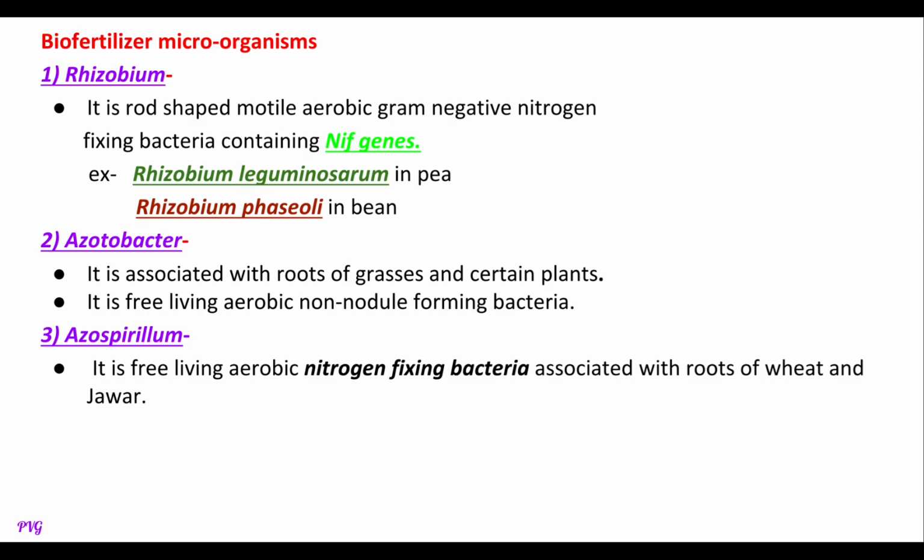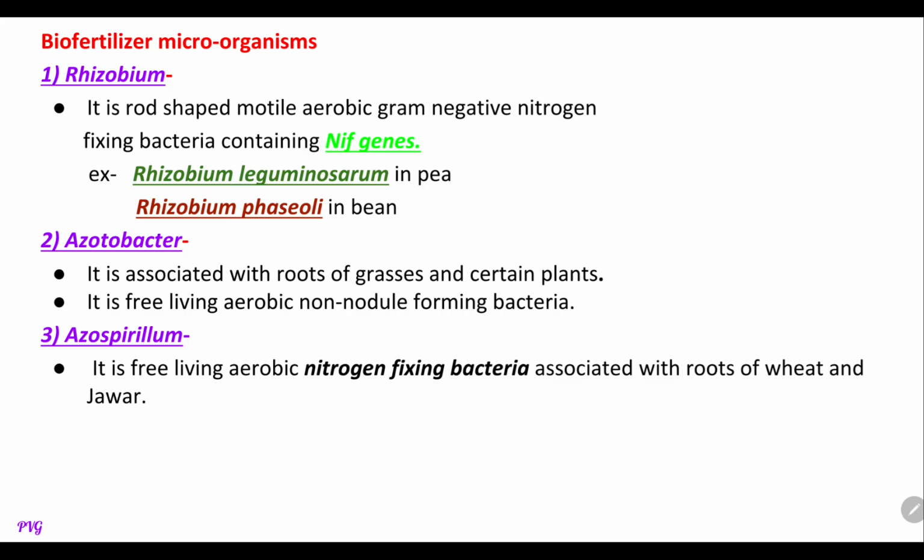The second one is Azotobacter. It is associated with roots of grasses and certain plants, and it is free living and aerobic. It is a non-nodule forming bacteria, so nodules are not formed on the roots. Especially, it is used as a biofertilizer for all non-leguminous plants, especially rice, cotton and vegetables.